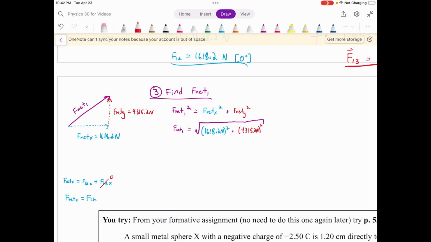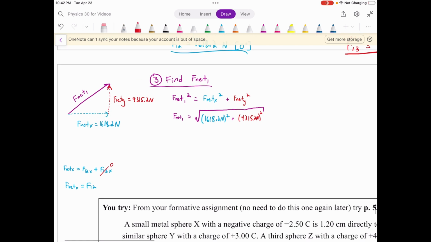Okay, we'll square that. We're doing the Pythagorean theorem, right? This is why the diagram helps. We can see why we need the Pythagorean theorem here. And then that gives us that the net force on object 1, its magnitude anyway, is 4,608.64 newtons. Okay, now we're almost done, but it's a force, it's a vector. So is that a complete answer? No, we also need to give direction.